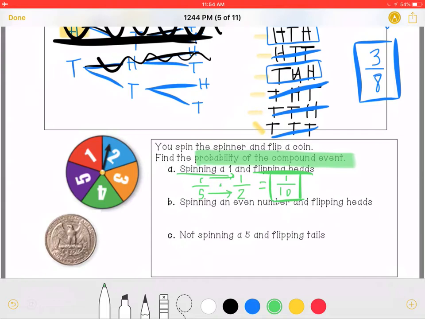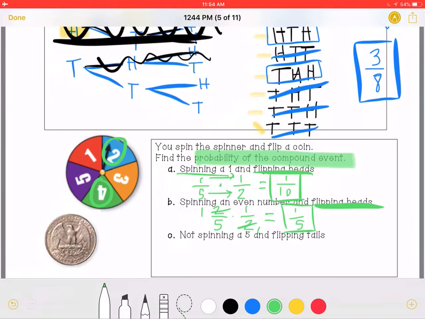Let's continue. What's the probability of spinning an even number? I see 2, 4, I see 2 out of the 5 spots. And what's the probability of flipping heads? Well, there's only 1 head out of the 2 options. Now multiply them together. Again, if you want to cross simplify or simplify at the end, it doesn't matter. You would get 1/5.